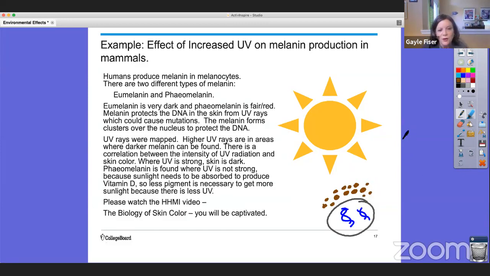Okay, so UV rays were mapped, and higher UV rays are in areas of the world where darker melanin can be found. There is a correlation between the intensity of UV radiation and skin color. Where UV is strong, skin is dark. Pheomelanin is found where UV is not strong because sunlight needs to be absorbed to produce vitamin D because the sun is farther away from those areas. So less pigment is necessary to get more sunlight because there is less UV.